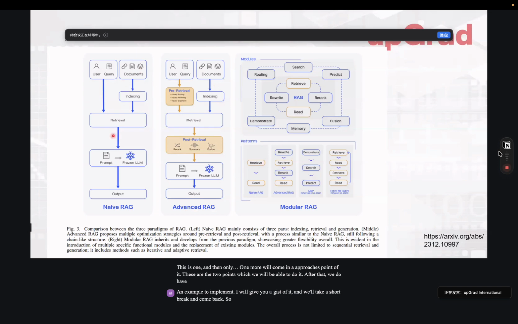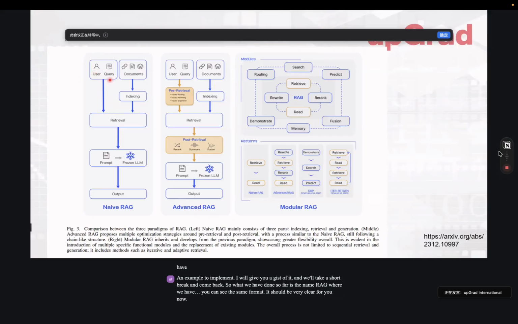So what we have done so far is a naive RAG, where you can see the same format. It should be very clear for you now. There is a user and a query, so that's where the user is. Then there is the one-time effort of document indexing, which you are pushing to the retrieval.